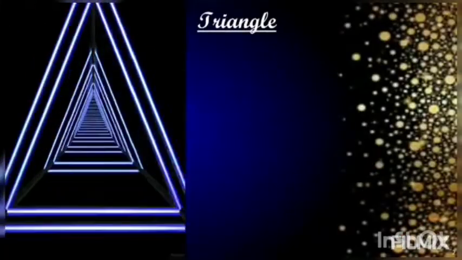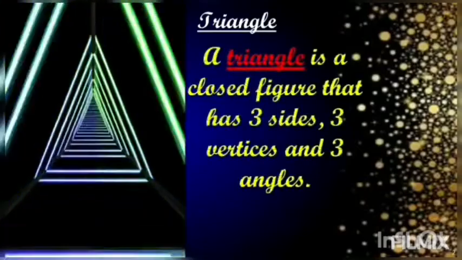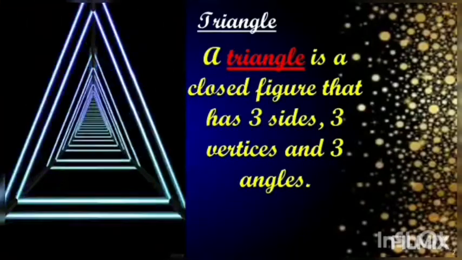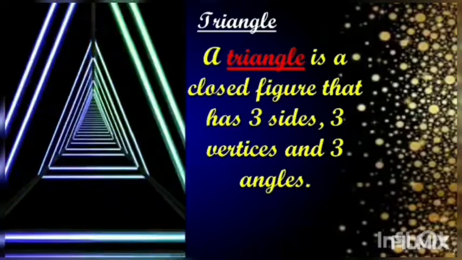Before we continue, let's understand what we mean by a triangle. A triangle is a closed figure that has 3 sides, 3 vertices and 3 angles.